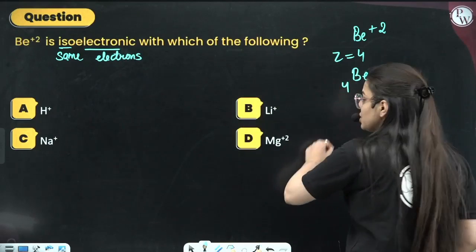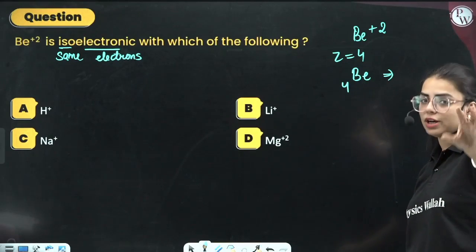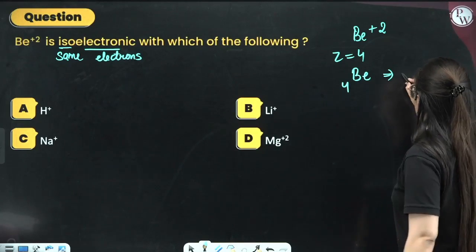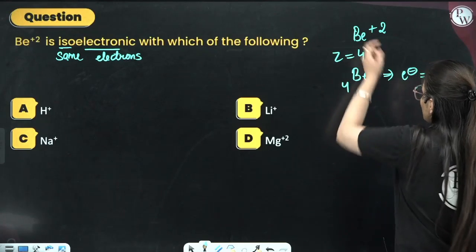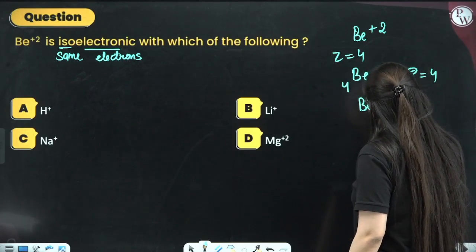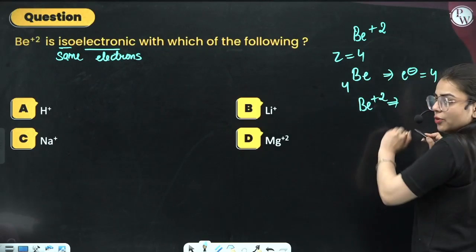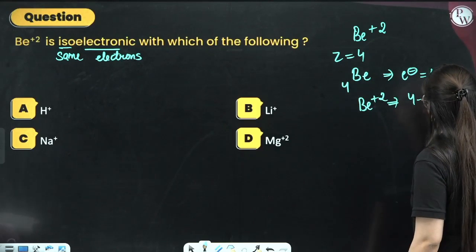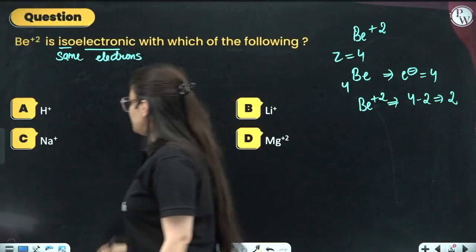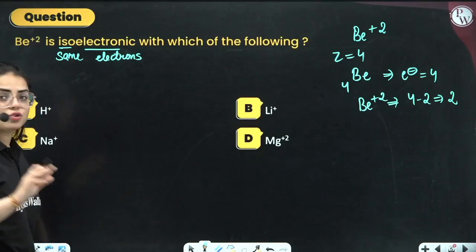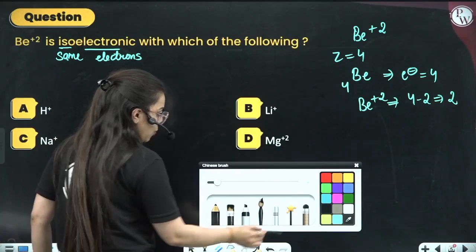Electrons for a neutral species is equivalent to atomic number, which is equivalent to the number of protons, as we have just seen. That means electrons over here is 4 for only beryllium. But for beryllium plus 2, if it is a plus 2 charge, we are going to subtract it. So 4 minus 2 comes out to be 2. That means now we have to check which of the following has 2 electrons in it, right?